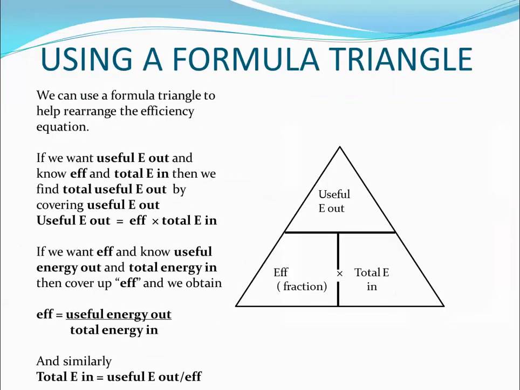Right, moving on to the formula triangle. We've seen these before in other tutorials, and depending on what you want to find out and what information you've been given, you can use this triangle to rearrange things. So if we want to get useful energy out, it is efficiency times total energy in. Now in this case it has to be a fraction. We'll come to that later. So if we have a percentage, we have to divide it by 100.